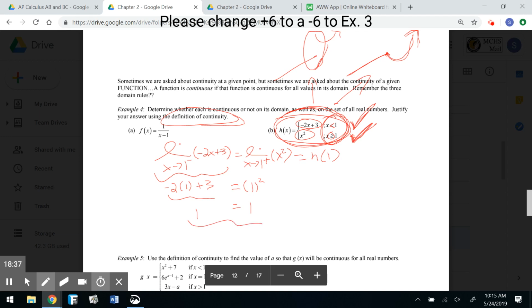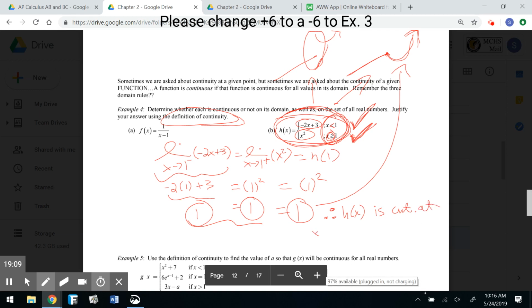And then what about the actual function value? Which piece am I going to use? Is it that simple, Mr. Tanaka? I just have to look for the equal sign. So let's use that bottom piece. It's 1 squared, which is equal to 1. Oh, snap, 1, 1, 1. Very cool. It's going to look like that. So what do we do? Therefore, h of x is continuous at x equals 1.